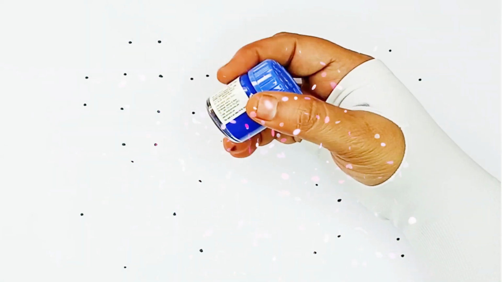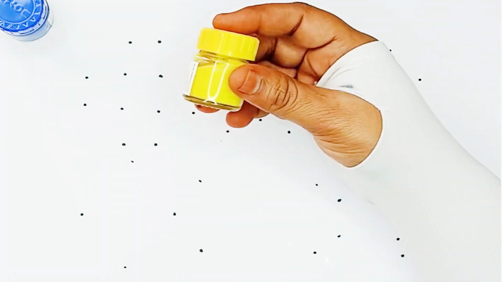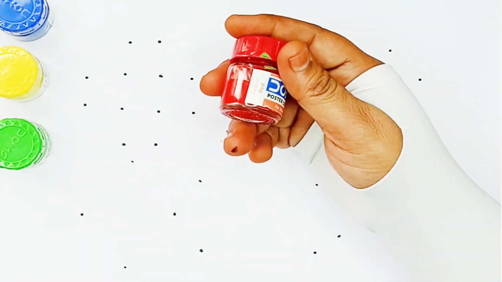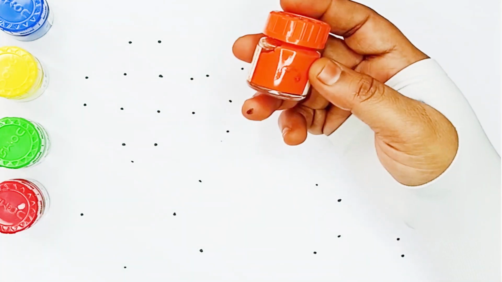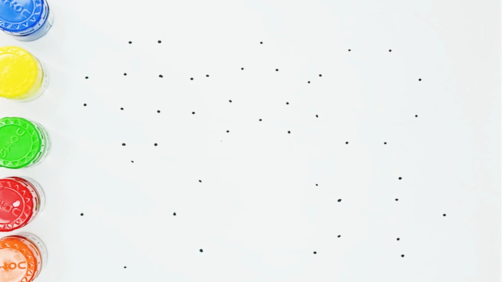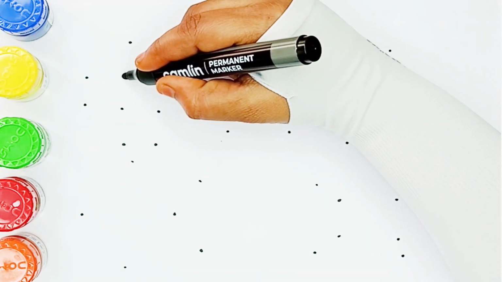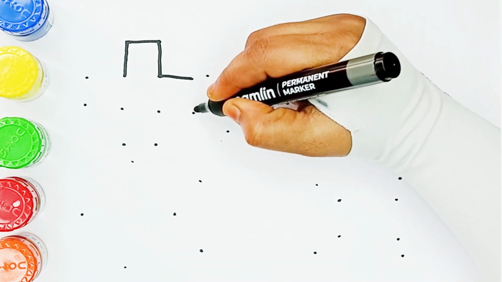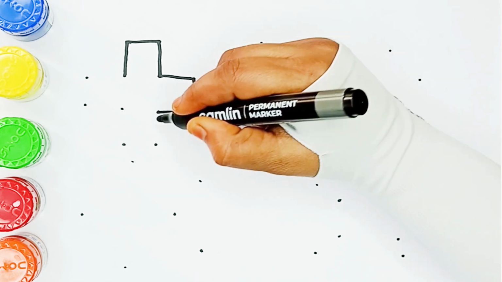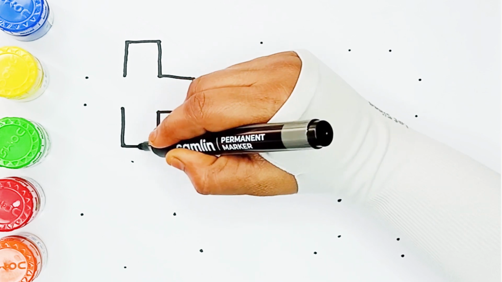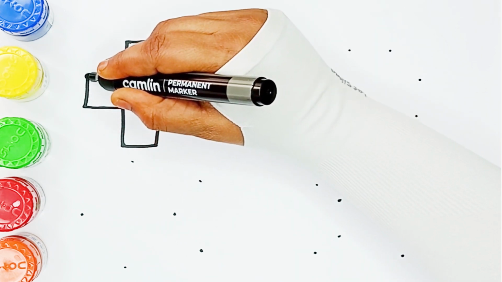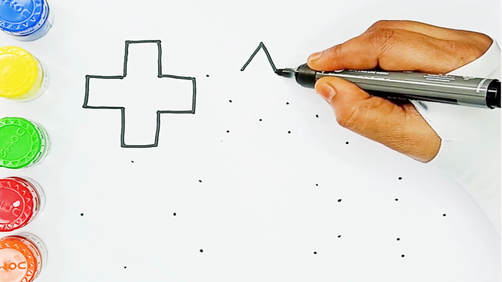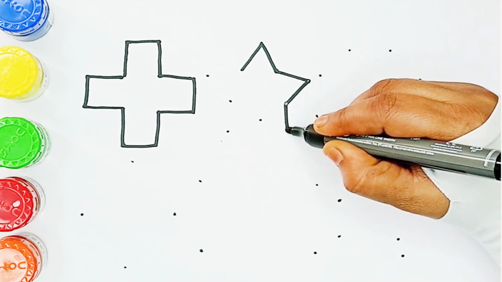Shapes names for kid. Mule color. Yellow color. Green color. Red color. Orange color. Cross. Star.